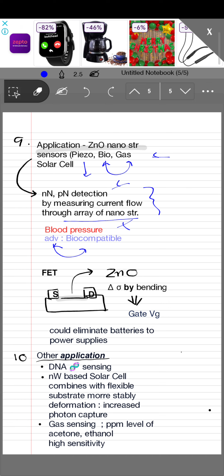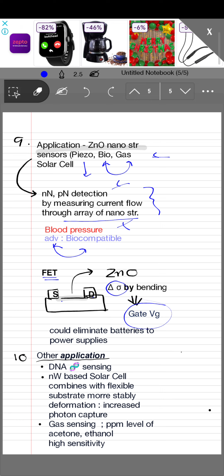Another application of zinc oxide is in field effect transistors, where zinc oxide plays a role in changing the conductance between the source and the drain by bending the nanostructured array, which leads to the formation of the gate voltage. This is one of the recent discoveries, and it could even eliminate batteries supplying power.